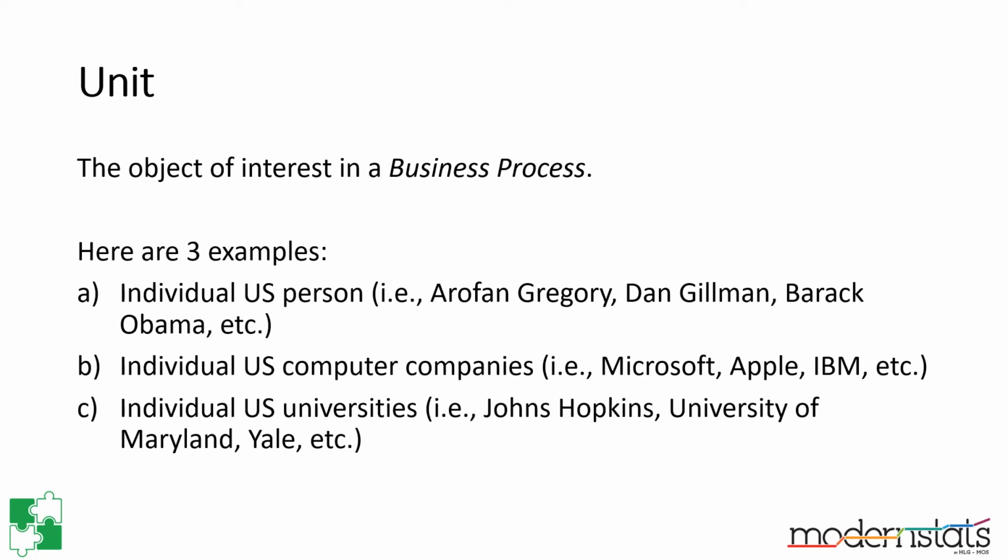A unit is the object of interest in the business process. And there are 3 examples in GSIM. The units are the individuals in Arofan Gregory, Dan Gillman, Barack Obama, etc. And for computer companies, that population, it would be Microsoft, Apple, IBM, etc. And for the university, it would be Johns Hopkins, University of Maryland, Yale, etc. The unit is one entity in a population. It could be companies or persons for these examples we had before.